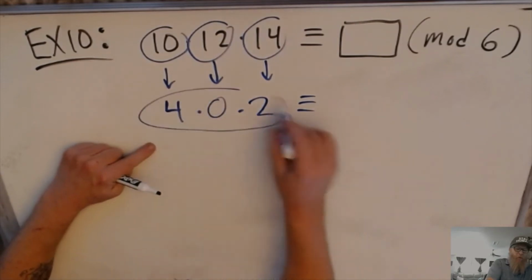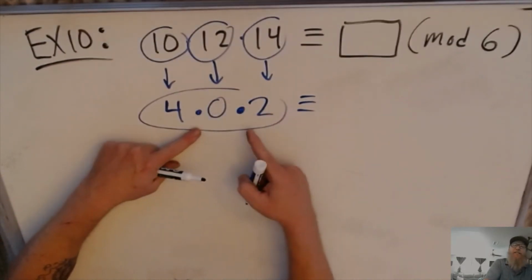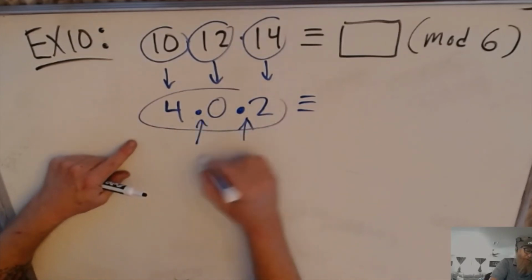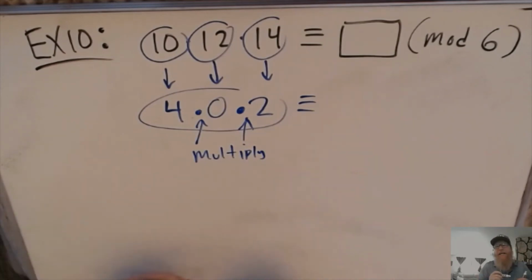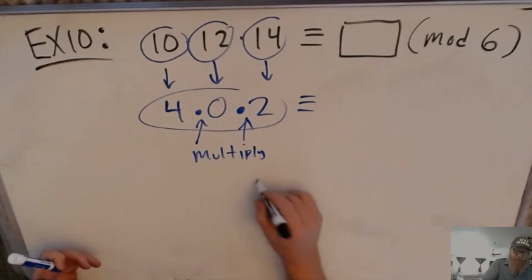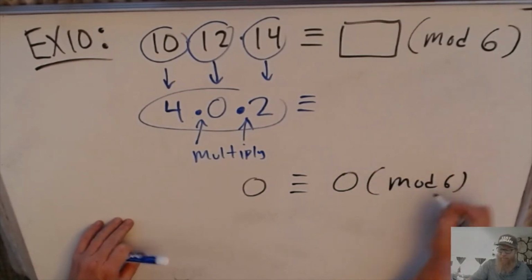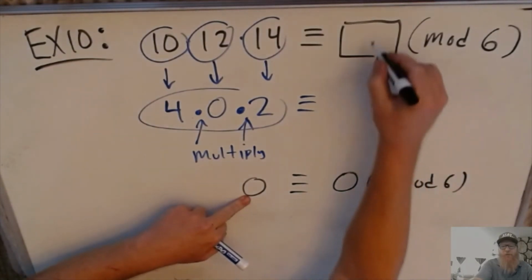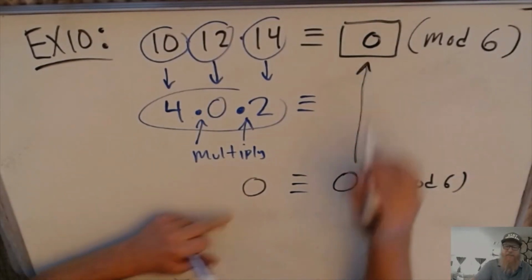So you have 4 times 0 times 2. Remember, these are multiplications, not decimals. These are multiplications. We're not doing any decimals in this section. So this comes out to be 0. 0 is just equal to 0. So the answer is 0.